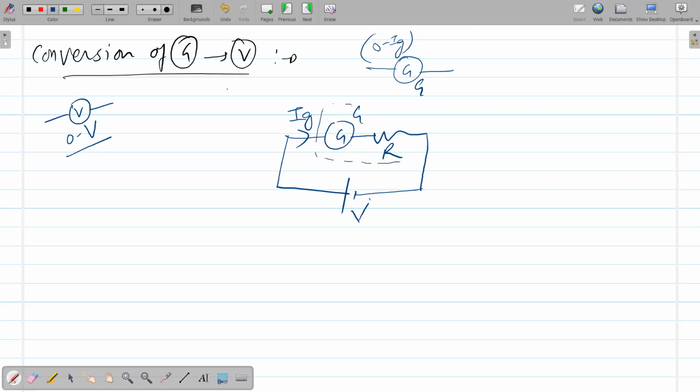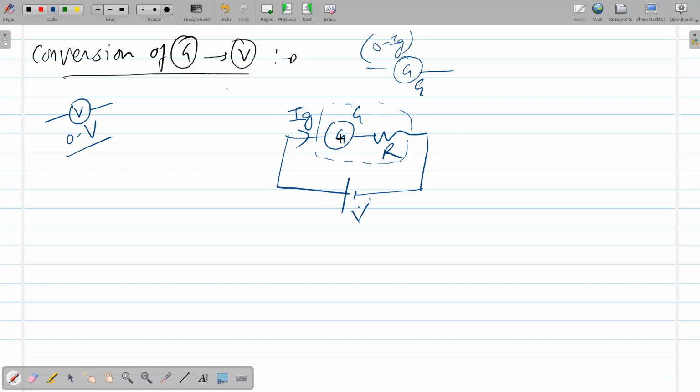Let's close this in a box, and this will be the voltmeter. Suppose that was a case for 50 volt. Just try to think with the 50 volt. So when you apply 50 volt here, and you have managed the value of R in such a way that only Ig passes through it, as soon as you apply 50 volt, the galvanometer will start giving full deflection.